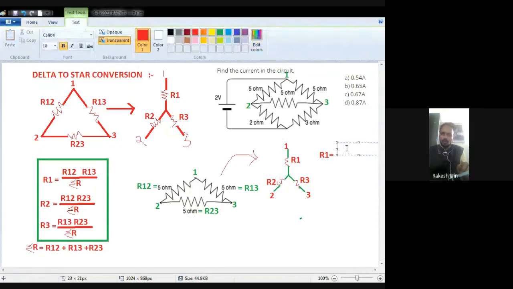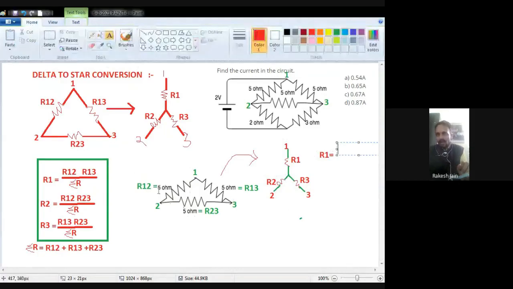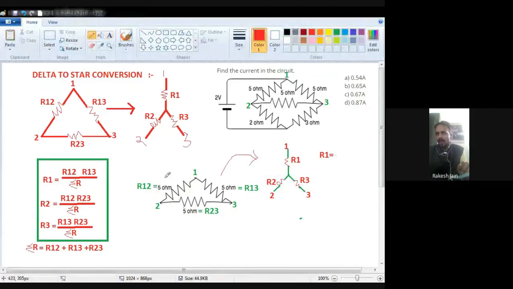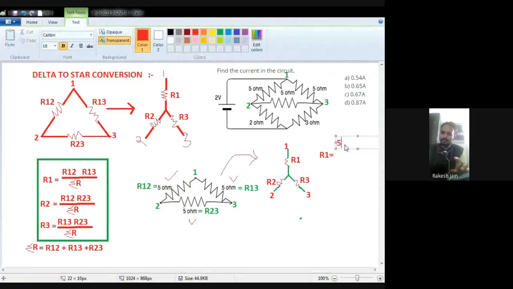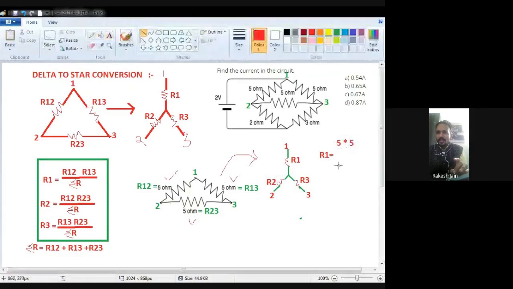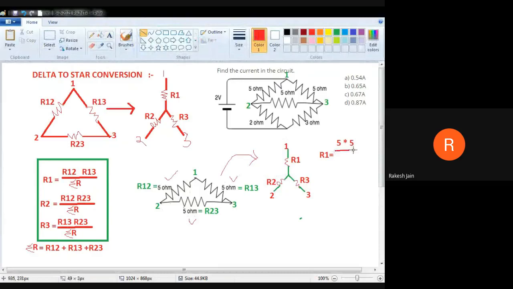So now how to find out the R1, R2 and R3 value? From the basic theoretical analysis, we know that R1 is equal to R12 multiplied by R13 divided by the sum of all these three resistances. So what is your R12, what is your R13, and what is your R23? Here for this question, all of these three are 5 ohm. R12 is 5 ohm, R13 is 5 ohm, and R23 is 5 ohm. So there is no need to go for the complex analysis.